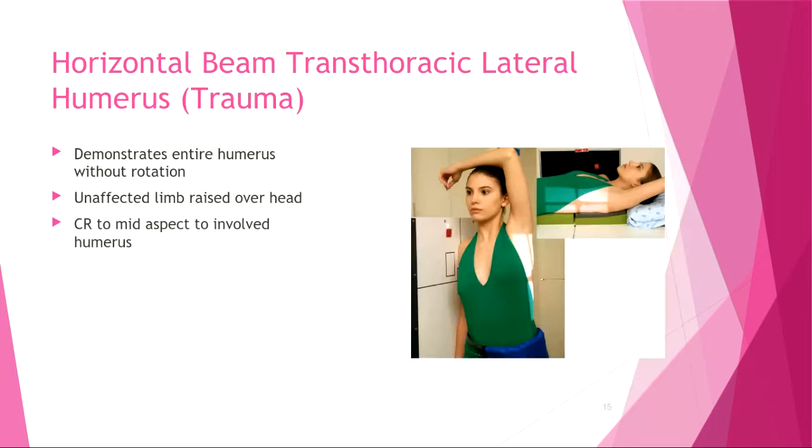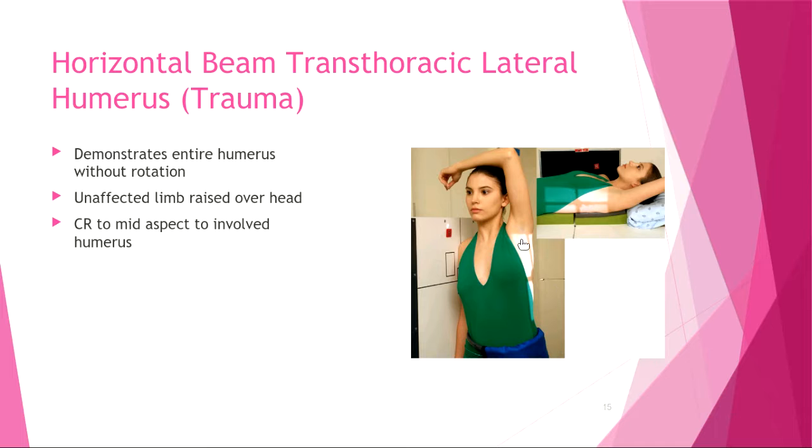Okay. And then we also have, a lot of times in the trauma situation on page 190, we do what's called a transthoracic lateral, where you're going through the thorax of the patient with a horizontal beam. This is typically done when the patient is unable to move their arm. So with this particular image, this patient would have injured her right arm. Notice we're still going to demonstrate the entire humerus through the thorax because this beam is a horizontal beam.